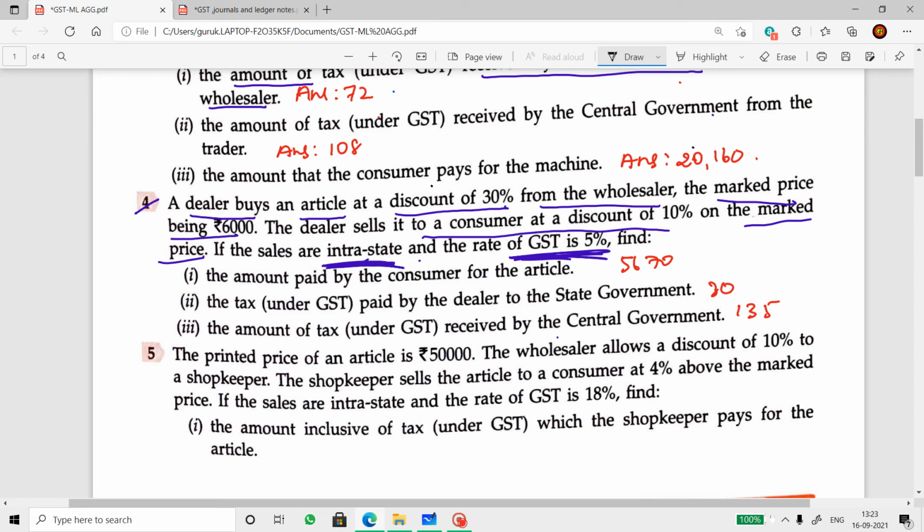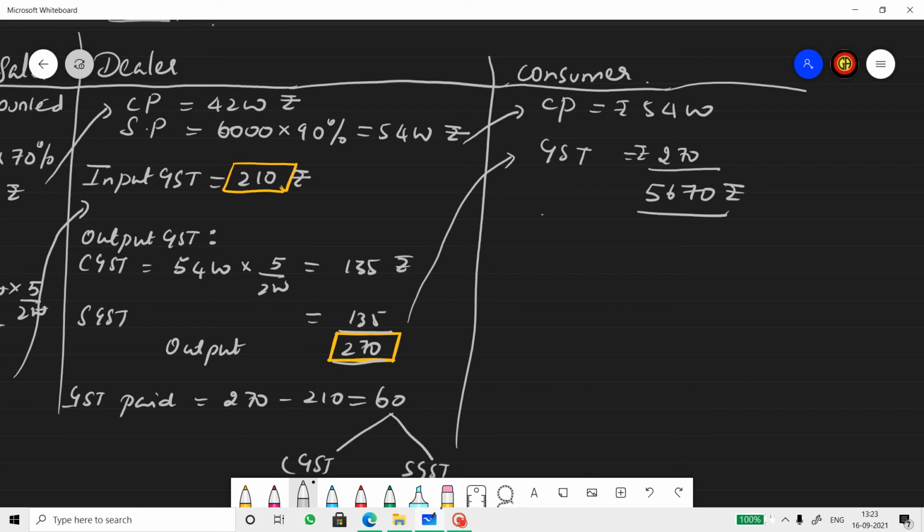So what is the first question? Amount paid by the consumer for the article. The amount paid by the consumer is here. Consumer paid 5670. So this is the answer for the first case.